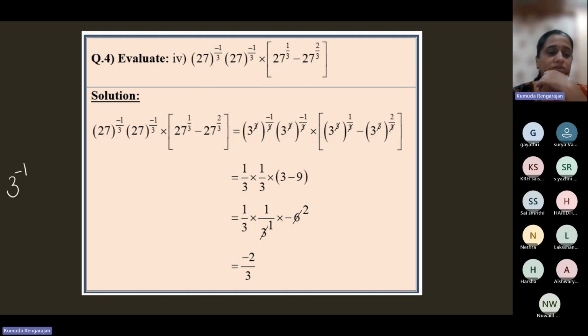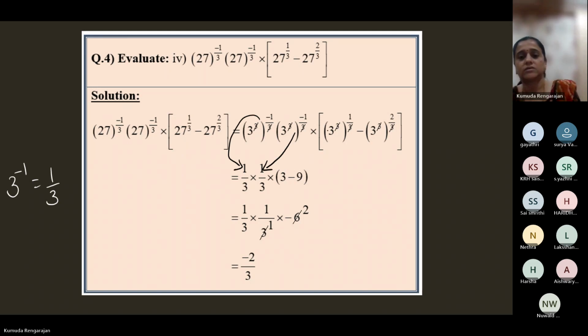Remember 3 to the power minus 1 is 1 by 3, so that you should not get confused or forget that. So 3 to the power minus 1 is 1 by 3. This 3 to the power minus 1 is 1 by 3. This is 3 to the power 1, which is 3. 3 squared is 9. 3 minus 9 is minus 6. Then cancel, 3 ones are 3, 3 twos are 6.